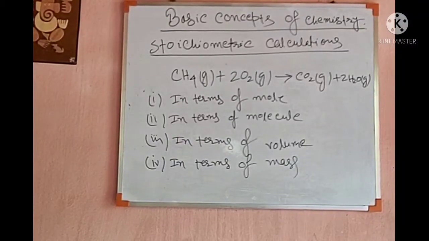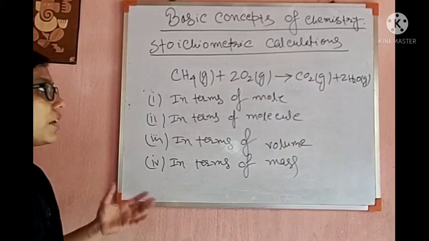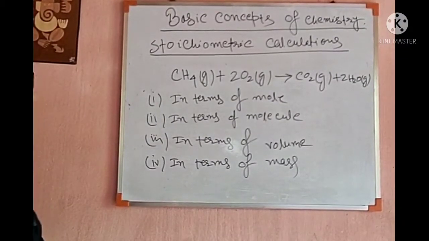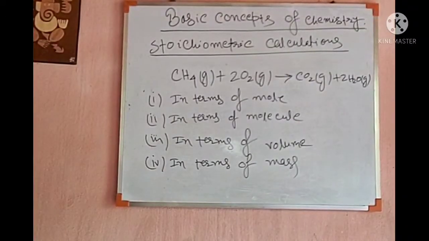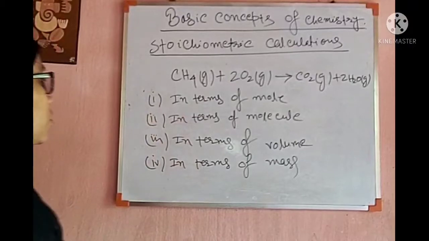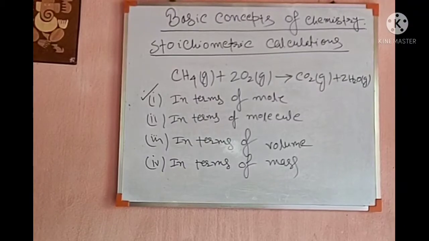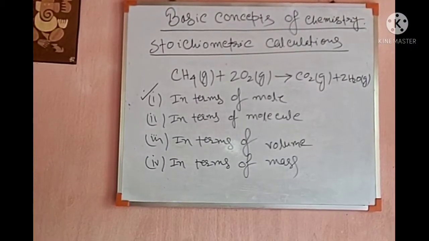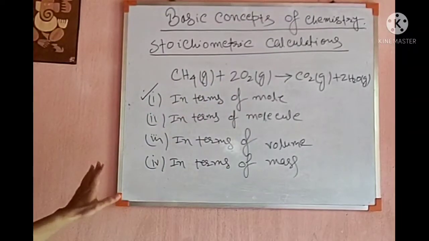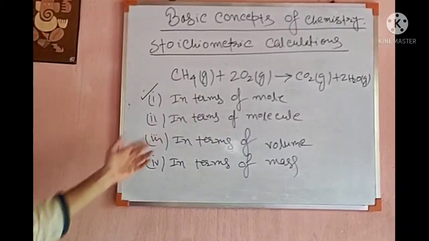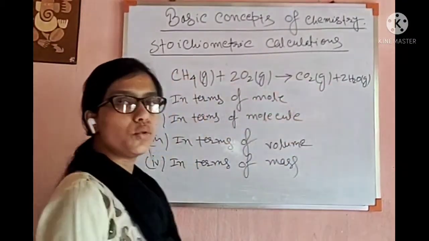So I have written a general chemical equation, that is combustion of methane in oxygen giving out carbon dioxide and water. There are four types I have written, that is how to represent the stoichiometry of a chemical equation like this. The first type, you see, is in terms of mole. The stoichiometry is 1:2, that means we can say 1 mole of methane reacts with 2 mole of oxygen giving 1 mole of carbon dioxide and 2 mole of water.